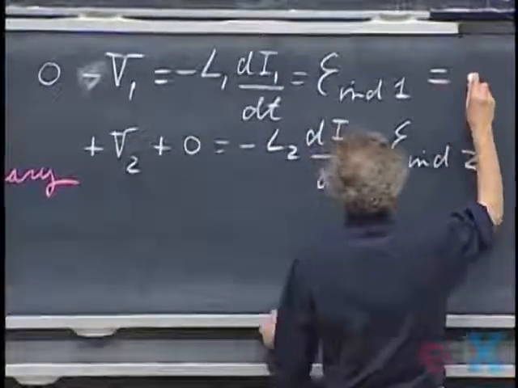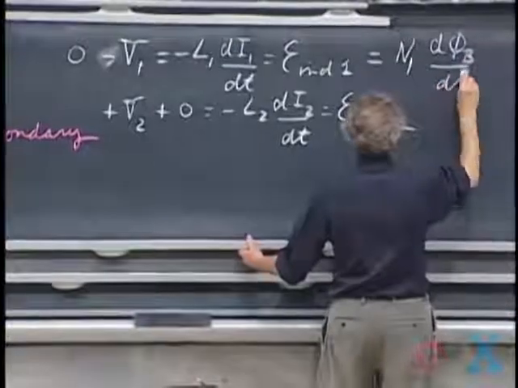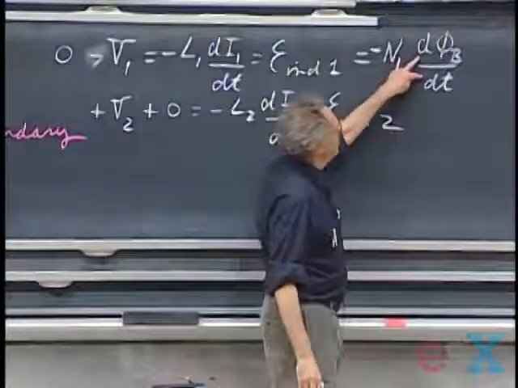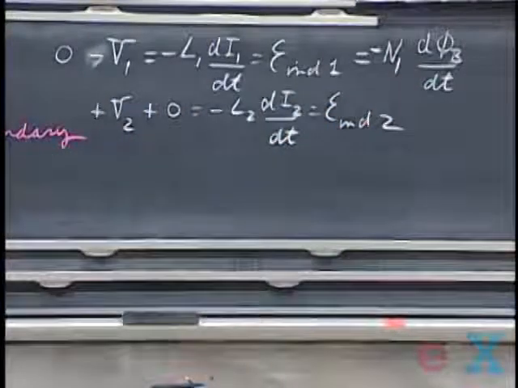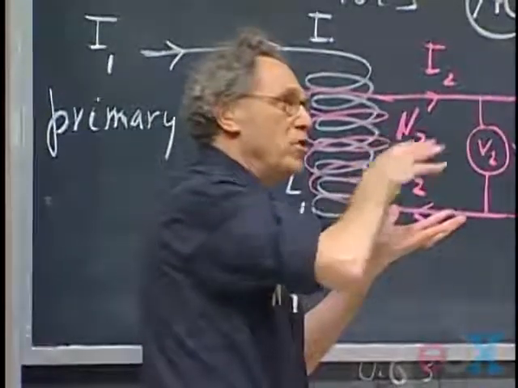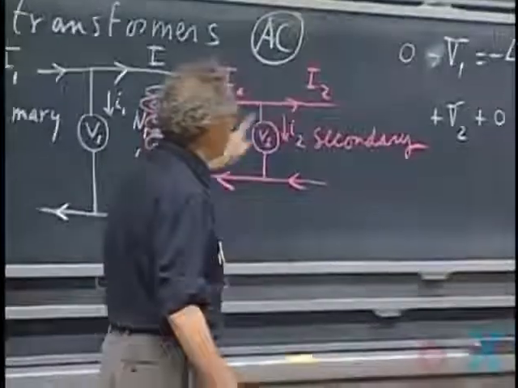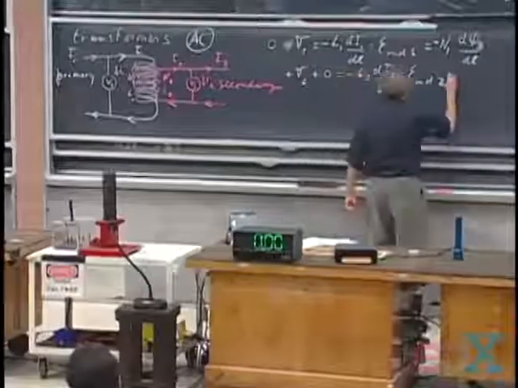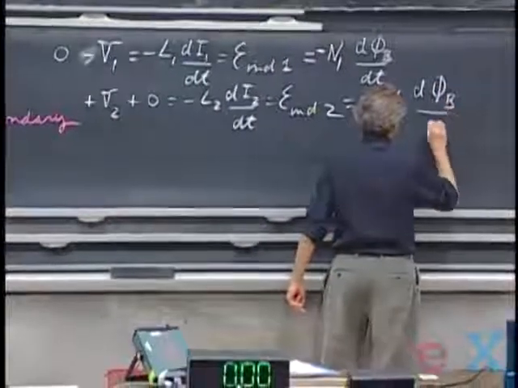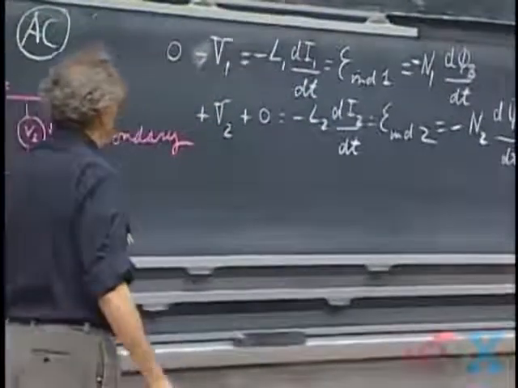But clearly, this is also N1 times d phi b dt with a minus sign. This is the magnetic flux change through one loop in the primary. The surface of one loop in the primary sees a magnetic flux going through it, which is changing with time, and that value d phi b dt is through one loop, but I have N1 loops, so I have an N1 there. And so in the secondary, I have N2 times the same d phi b dt if I have perfect magnetic coupling between the two loops, which is not always the case.